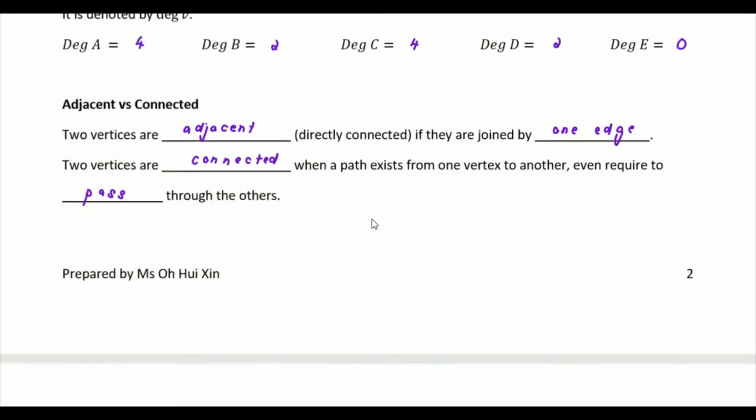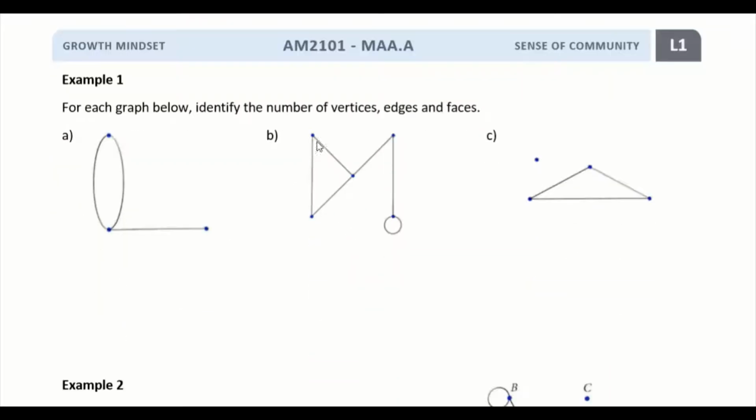Okay, so now let's look at example 1. For each graph below, identify the number of vertices, edges, and faces. I guess it's pretty simple. Let's look at diagram 1 here. The first graph, we have 1, 2, 3. So 3 vertices. You can just write V, E, and F, no need to write the whole thing. How many edges here? 1, 2, 3. So 3 edges. Remember, this is known as, what is this called already? Yeah, multiple edges. How many faces? 1, and then outside 2. So in this case, we have 2 faces.